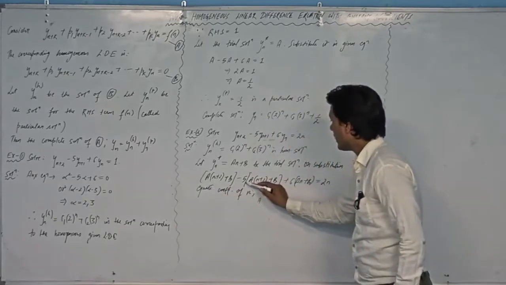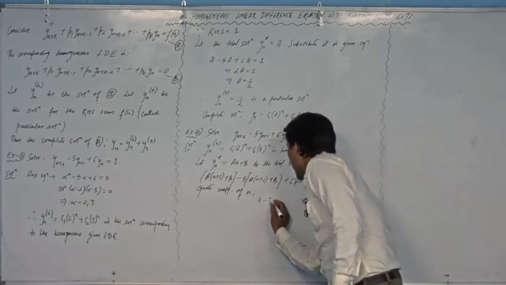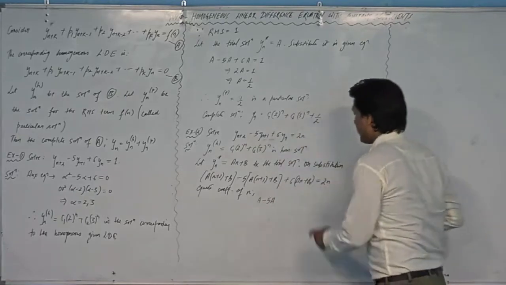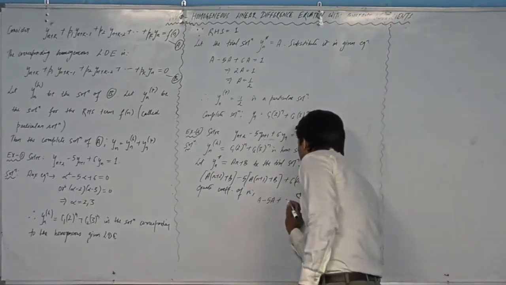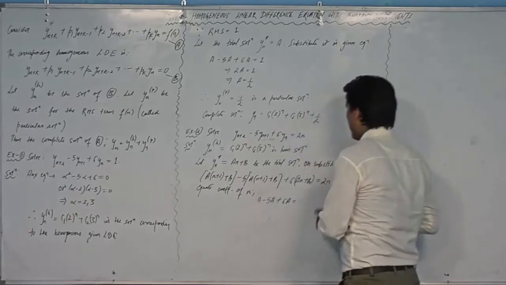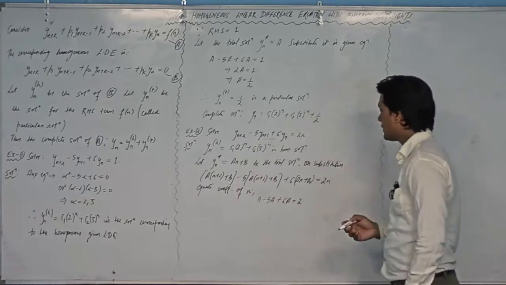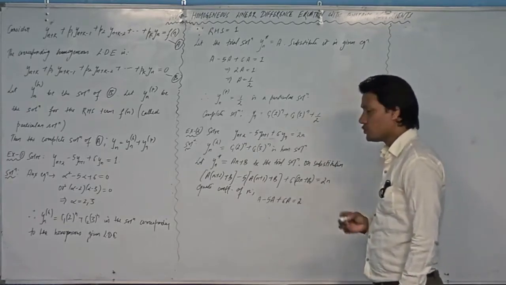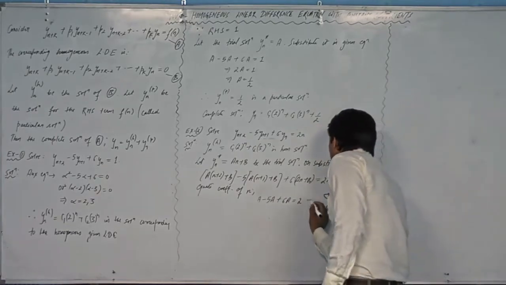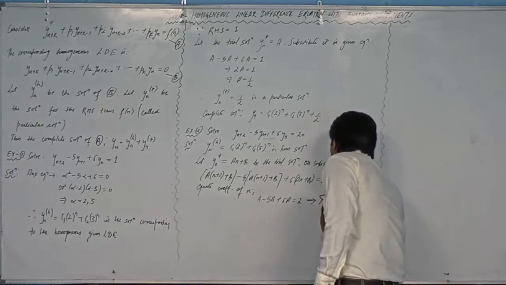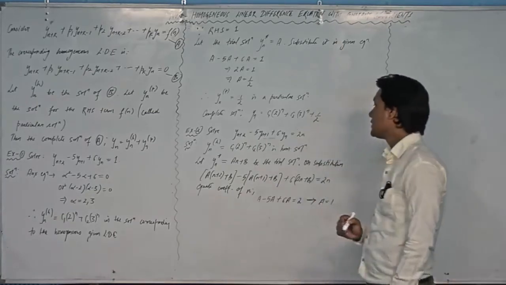And from here you will get minus 5an, so minus 5a will be the other coefficient, and from here you will get 6a, right? And the coefficient of n is actually equal to 2 here, right? So this will give me the value of a: 6 plus 1 is 7, minus 5, 2a equal to 1, right? Implies a equal to 1, right?